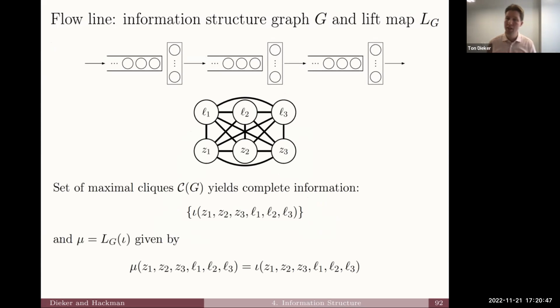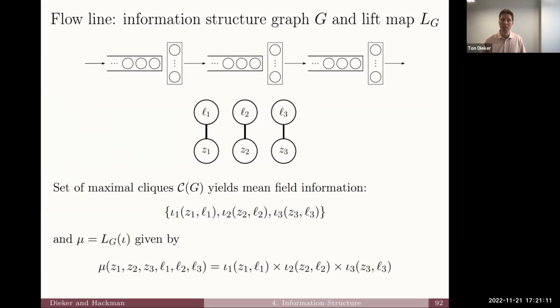So the graph here is a complete graph. It has one maximal clique, and that means the collection iota at the bottom layer is just a singleton. It has all the variables inside, and the map LG just picks out that element. Okay, so this is a kind of trivial example.